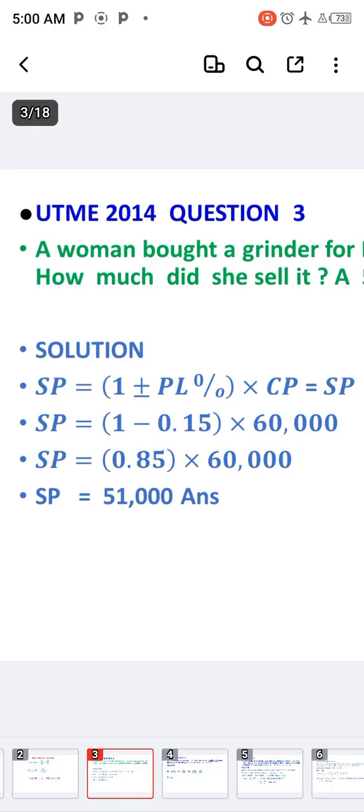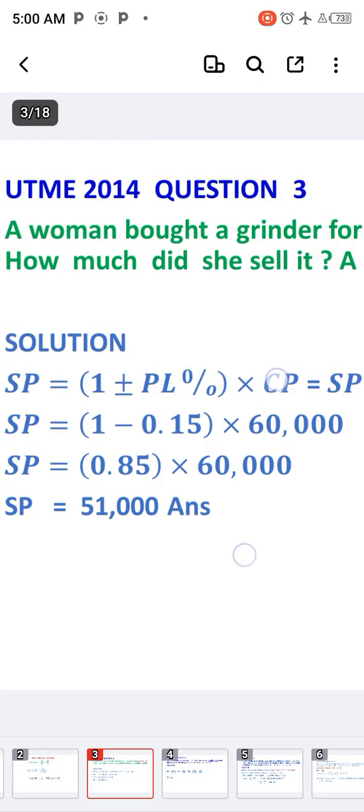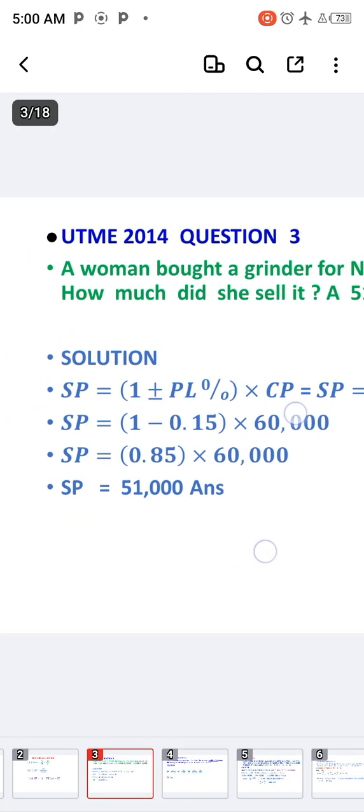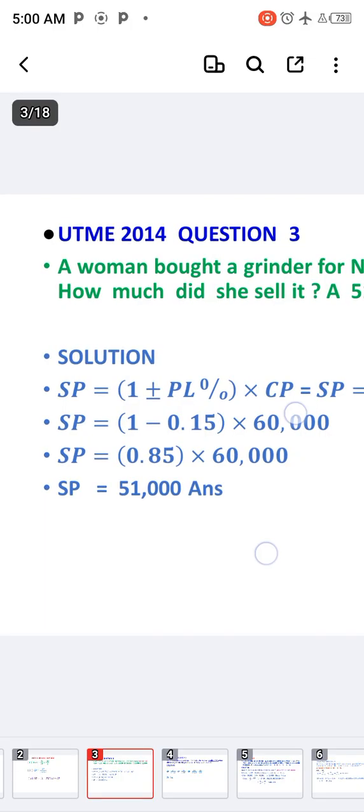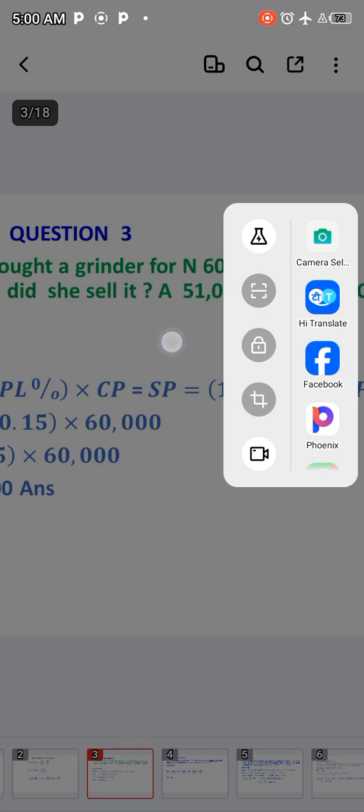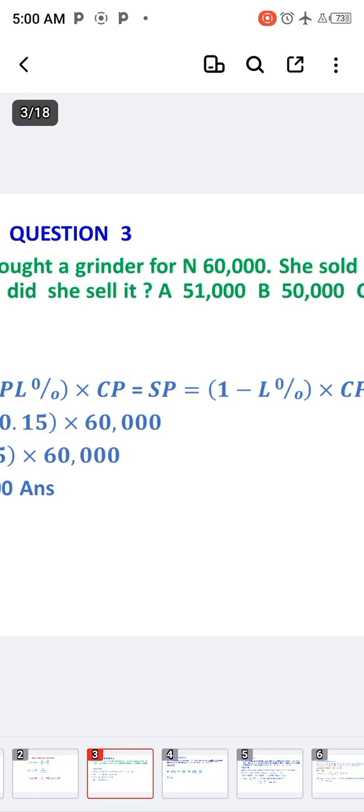It becomes selling price is equal to 0.85, which is 1 minus 0.15, multiplied by 60,000. And that eventually gives you the selling price is equal to 51,000. The correct option there is option A, 51,000.